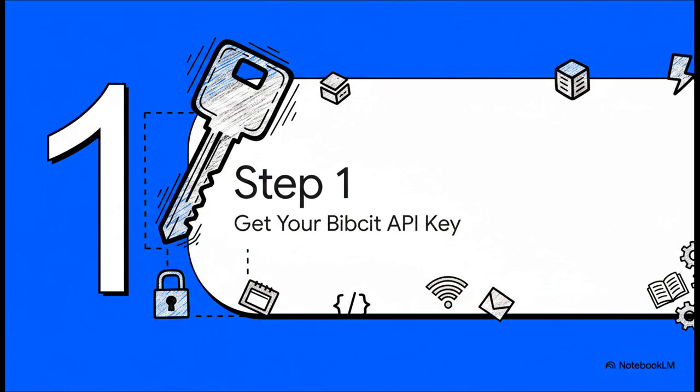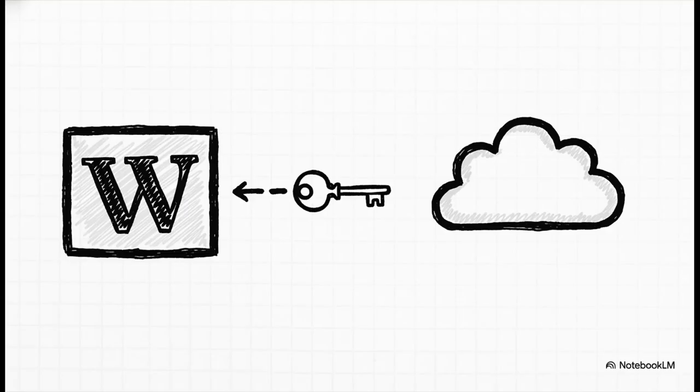First things first, you're going to need an API key from Bibcit.com. Think of this as the magic key that's going to unlock all the power of this plugin. See, the plugin itself doesn't do the heavy lifting on your server. Instead, it securely sends your text over to Bibcit's service to handle the conversion. That API key is basically what tells Bibcit, hey, this request is legit, it's coming from your website.